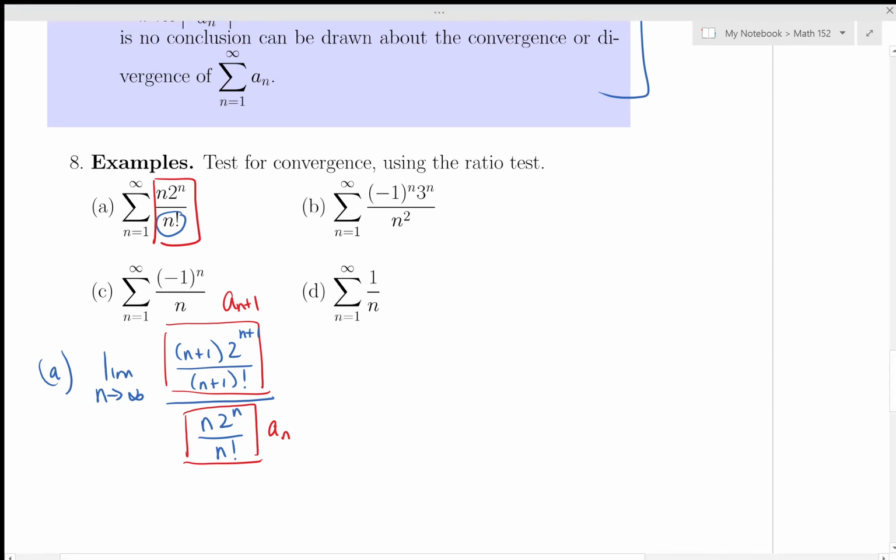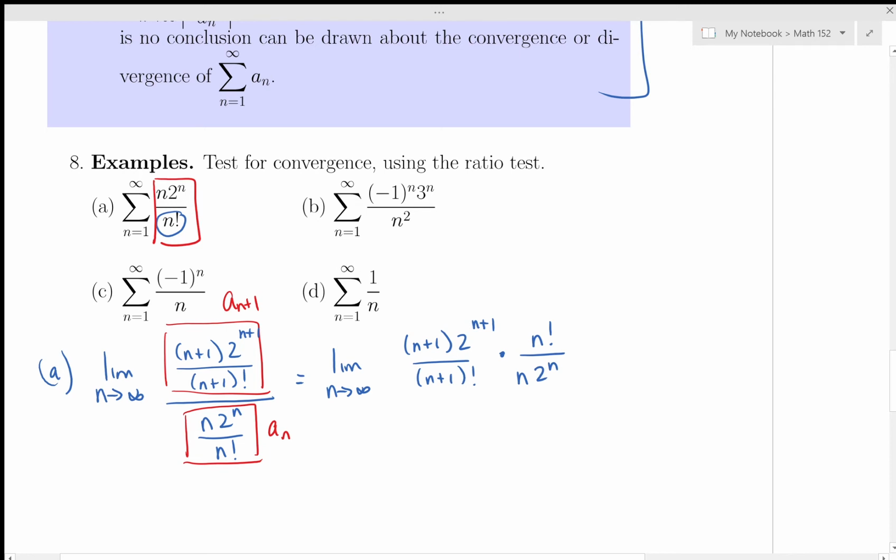In almost all of these cases, what we're going to need to do is a little bit of simplification and write out the factorial in a way that's more amenable to canceling. It's going to look like this: limit as n goes to infinity. I've got basically a ratio of two fractions, so I'm going to take the reciprocal of the bottom fraction and multiply. So I'm going to have n plus 1, 2 to the n plus 1 over n plus 1 factorial, and then multiply by the reciprocal of the denominator, n factorial over n 2 to the n.